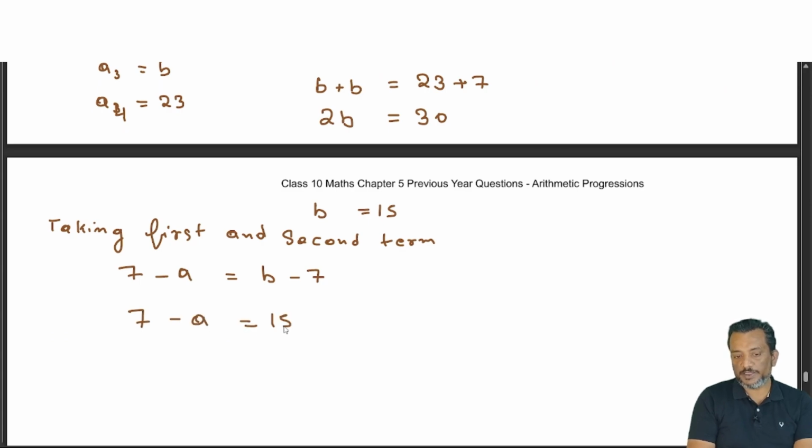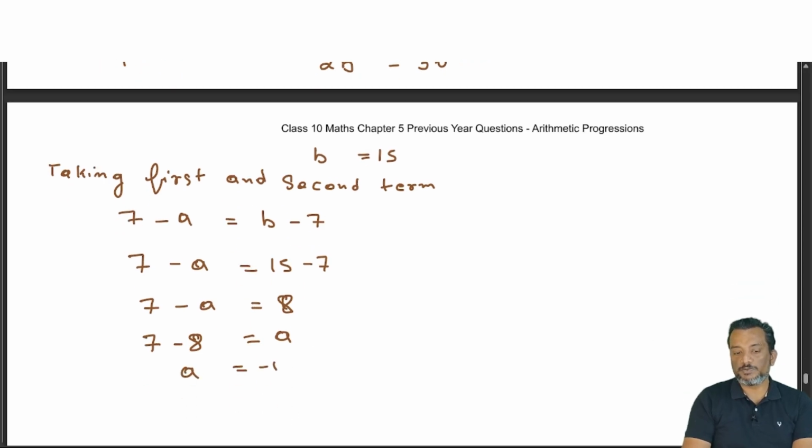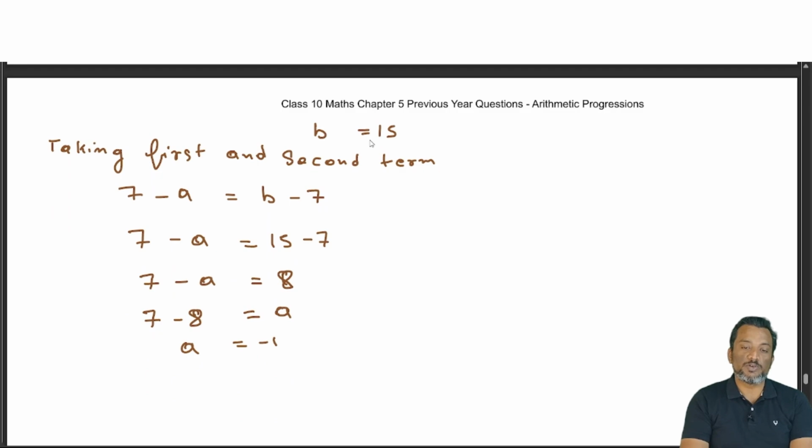So 15, you can substitute 15 minus 7, and you can say 7 minus A is equal to 8. Now bring the 8 to one side. So 7 minus 8 is equal to A. So A is equal to how much will you get? Minus 1. Hope you understand this one. So your B value is 15. Here you can say A value is equal to minus 1 and B value is equal to 15.